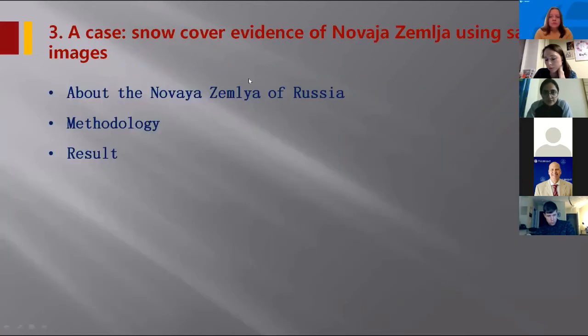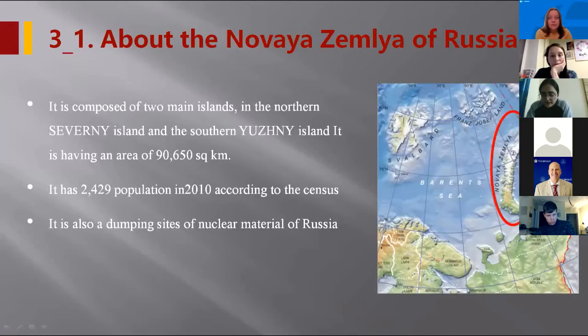So this is the case study of the Novaya Zemlya area. Novaya Zemlya is composed of two major islands, the Northern Severny Island and the Southern Yuzhny Island, separated by the Matochkin Strait. Based on the census of 2010, the population is 2,429. During the Cold War, the area was militarized and was primarily used for logistic support of the nearby nuclear testing sites.